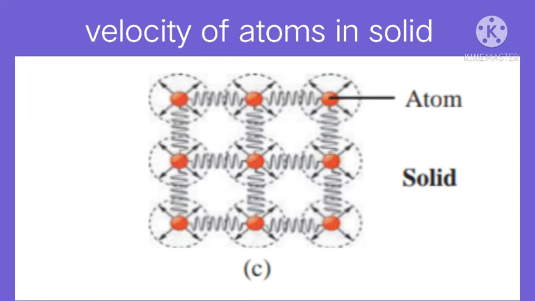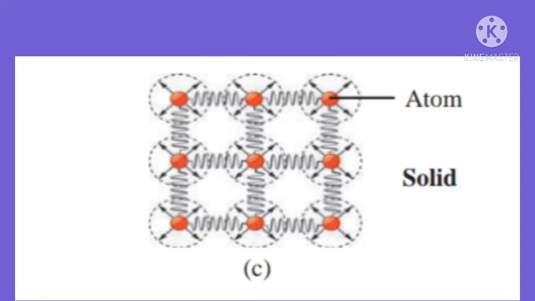Now the velocities of atoms in a solid object are shown in figure 14.3, that is C. The atoms in a solid object are tied to one another because of the forces acting between them, so they cannot be displaced from their places. Because of heat, they oscillate around their fixed positions. The higher the temperature of the solid, the faster is their velocity of oscillation.